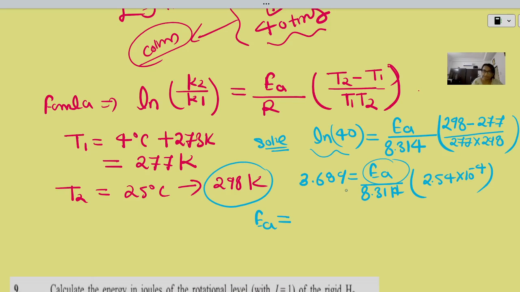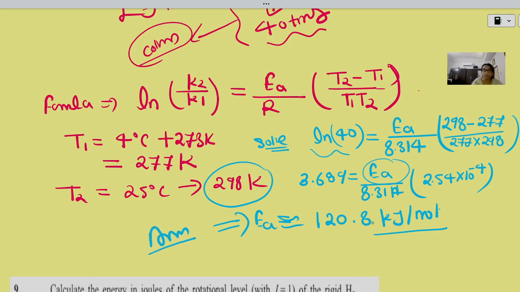So we have to rearrange the equation and Ea is equal to approximately 120.8 kilojoule per mole. It is the unit of the activation energy. So that means our activation energy for the milk sample at the given temperatures will be 120.8 kilojoule per mole. That is our answer, and you can calculate with the help of this formula. Okay, thank you.